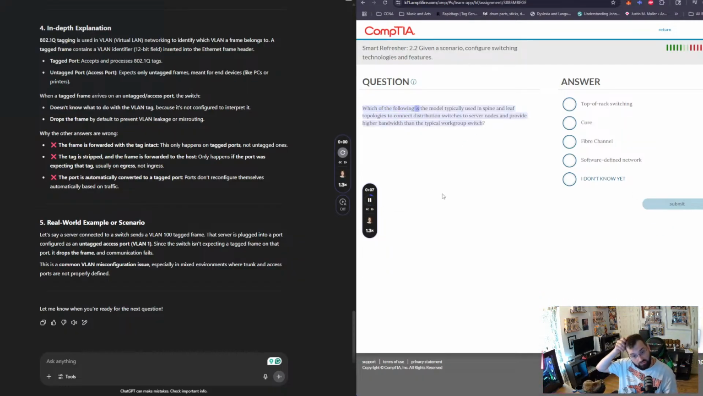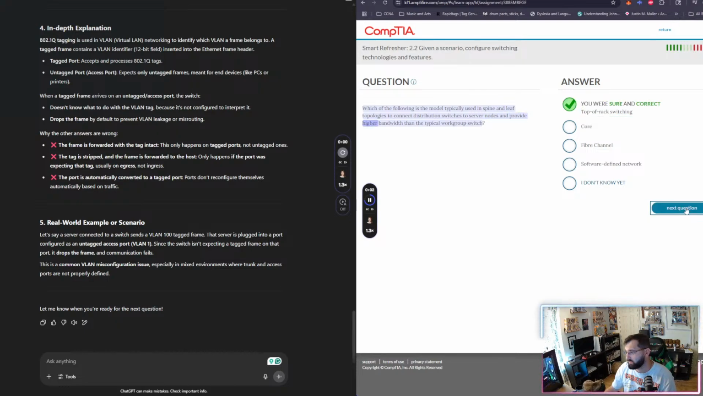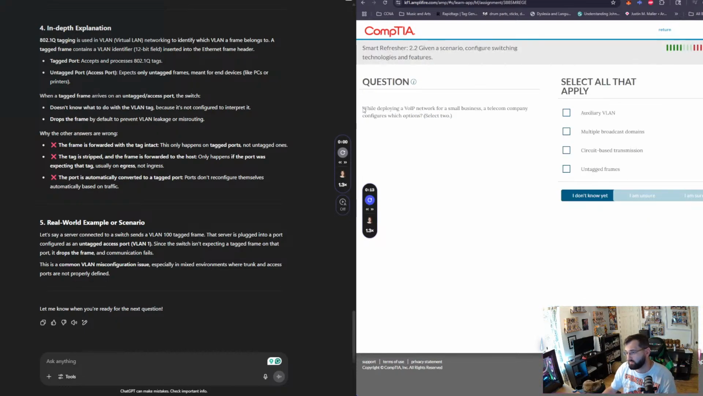Which of the following is the model typically used in spine and leaf topologies to connect distribution switches to server nodes and provide higher bandwidth than the typical workgroup switch? While deploying a VoIP network for a small business, a telecom company configures which options? Auxiliary VLANs, multiple broadcast domains. Circuit-based transmission, no. Untagged frames.